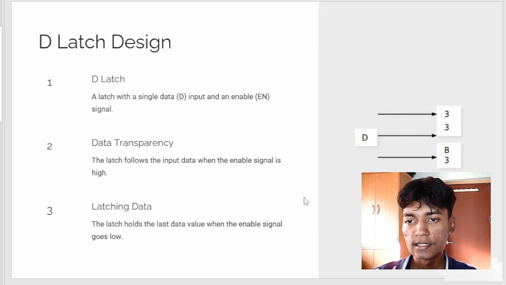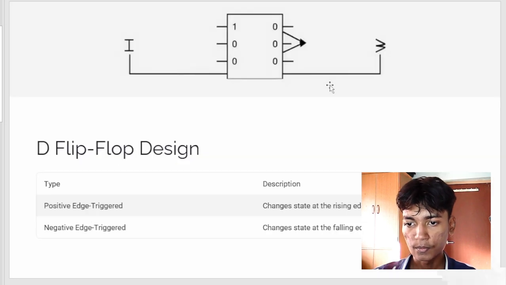Coming to the next slide, D latch design. D latch, a latch with a single data D input and an enable signal. Data transparency: the latch follows the input data when the enable signal is high. Latching data: the latch holds the last data value when the enable signal goes low.